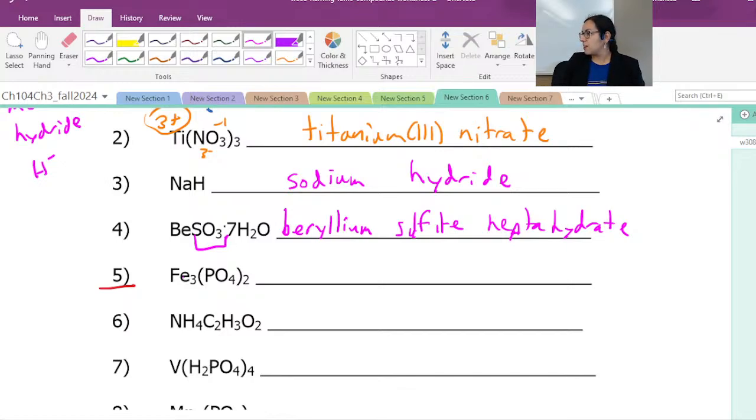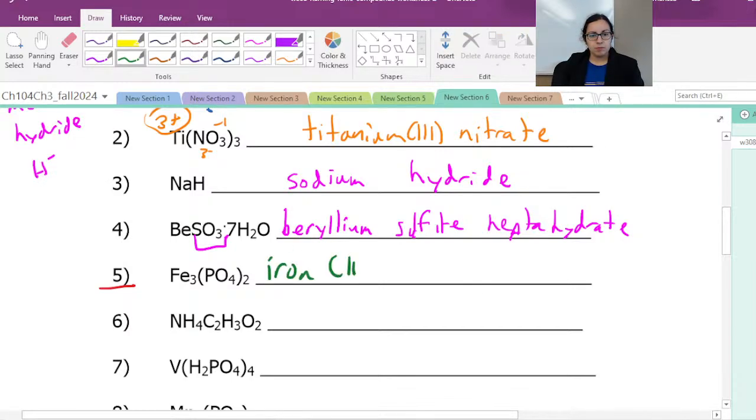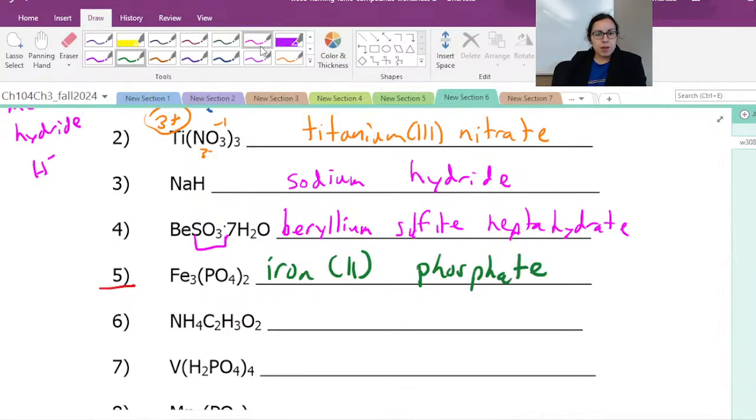Sarah, you want to go for it? Is it iron 2 phosphate? Excellent. So iron 2 phosphate. And so there are a few ways to get to iron 2. Maybe, at least for me, the most obvious one was if you do the reverse swap trick. You see that 3 does match for phosphate, so then yes, it has to be 2.